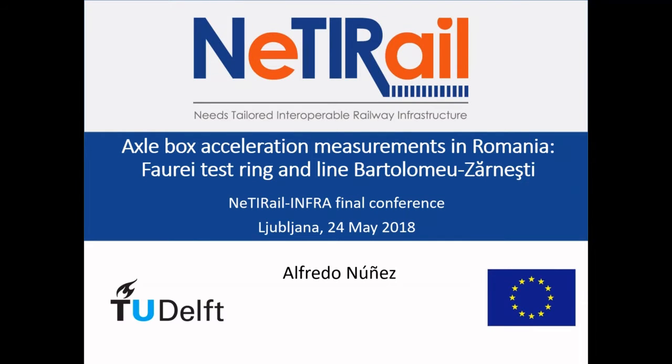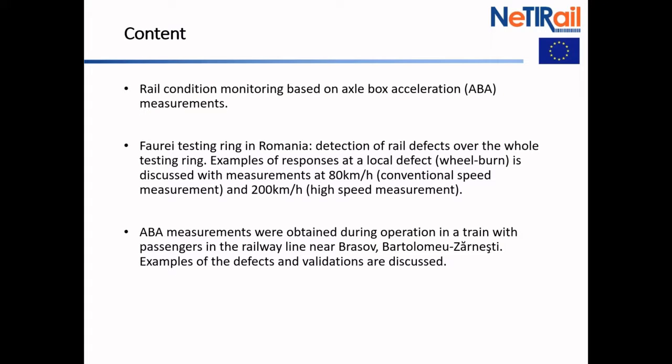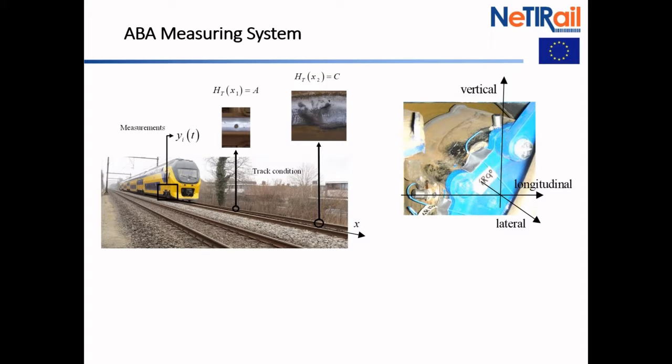Introduction. So I will show you now the validation results of the axle block acceleration measurement. This was done in two places in Romania, in the Faur test ring and in the line Bartolomeu Sarnesti. First I will introduce what axle block acceleration is, and then I'm going to show you those two examples, in the test ring and in the regional line Bartolomeu Sarnesti.